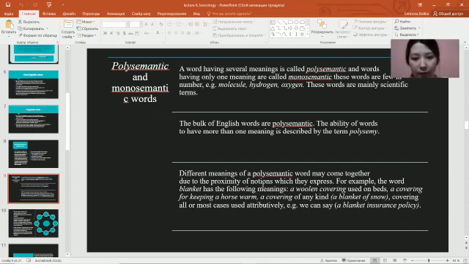Different meanings of a polysemantic word may come together due to the proximity of notions which they express. For example, the word blanket has the following meanings: a woolen covering used on beds, a usual blanket, i.e., a covering for keeping a horse warm, a covering of any kind, a blanket of snow, covering all or most cases used attributively. For example, we can say a blanket insurance policy.